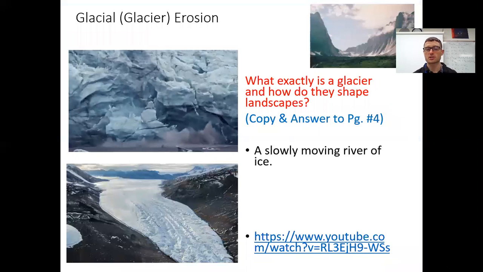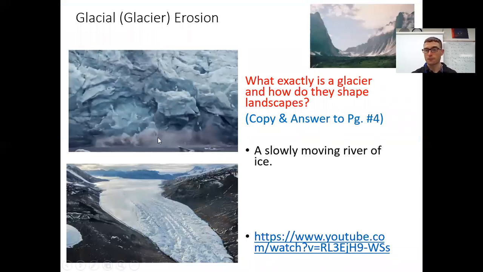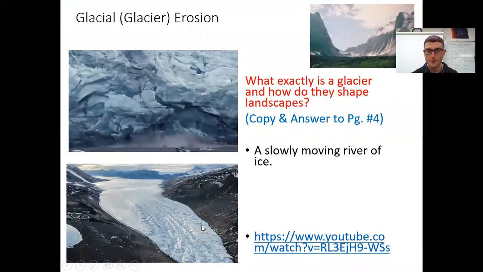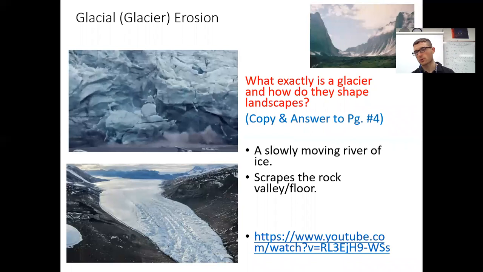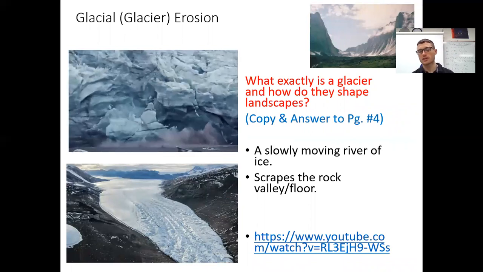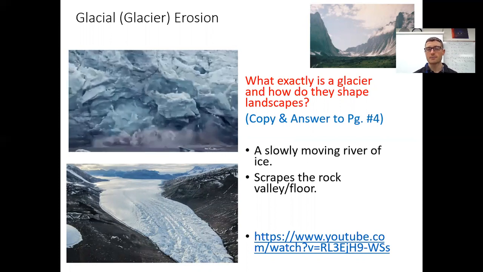Might as well give it to you. So a slowly moving river of ice. Again, this is not just a big piece of ice. It's a river flowing down the side of a mountain or a slope. And it's going to be scraping the rock valley floor. So right there, what's already there, guys, in black, on page 4.